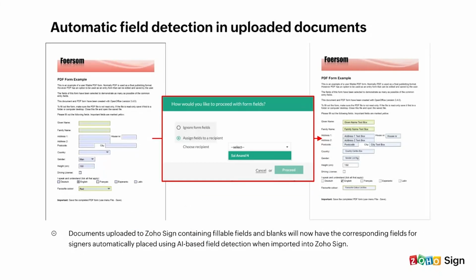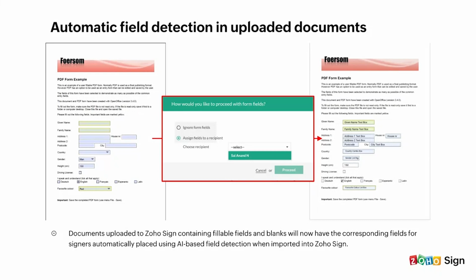Now, this is another extremely popular feature that blew some of our partners away when we gave them early access to it. It is the ability to upload documents to Zoho Sign and have the app automatically place the fields for you based on an AI-based field detection algorithm.